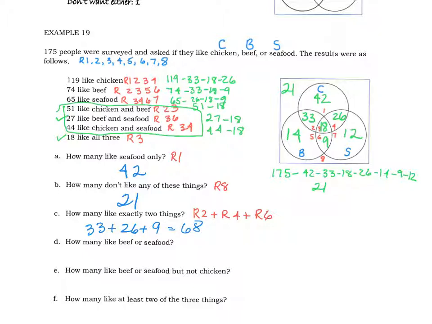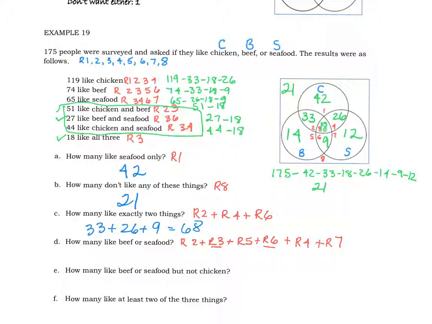How many people like beef or seafood? Okay, so that, remember, we're going to be adding all of those regions that have to do with beef and seafood. So let's look at the beef. That's regions 2, 3, 5, and 6. And with the seafood, we already have the 3 and the 6, right? That's already taken care of. So we need to add region 4 and region 7.